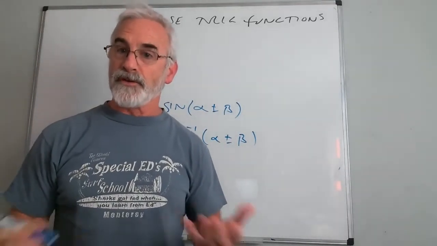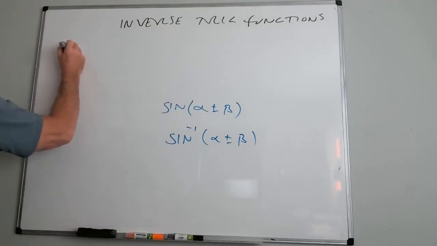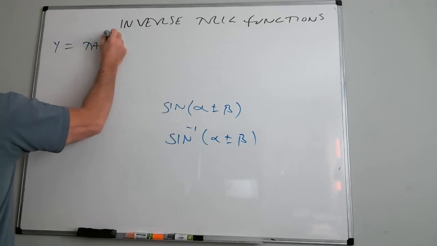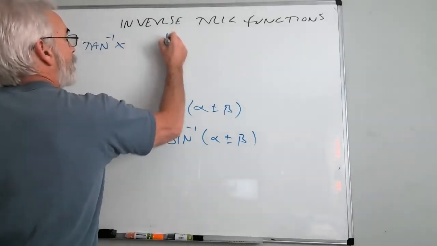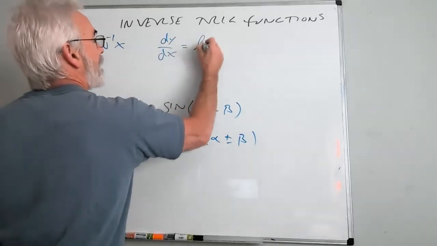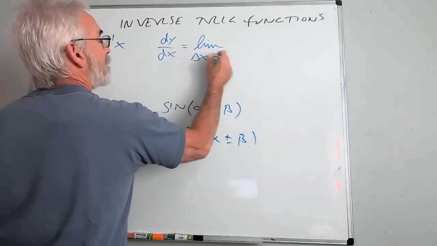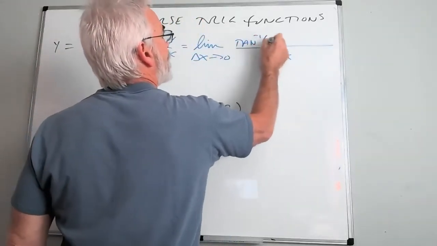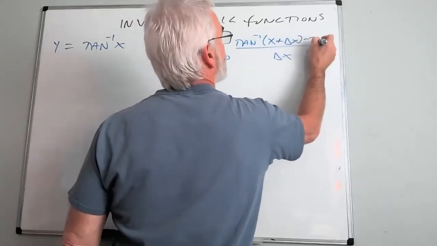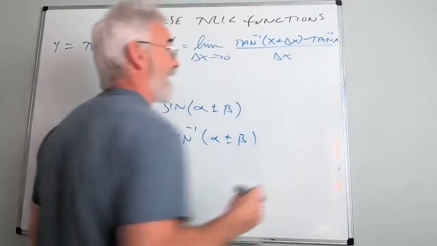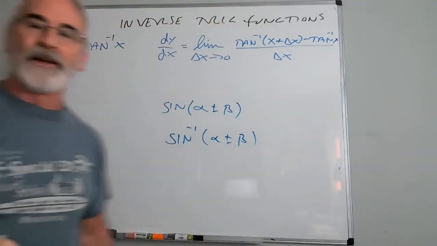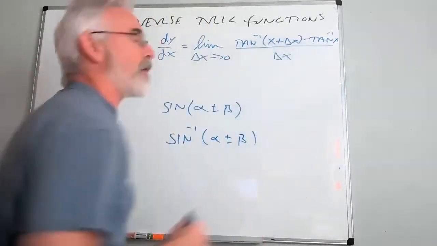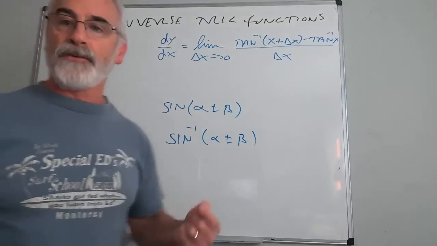So if I wanted to do it using the limit, given y equals the inverse tangent of x, then I know that dy/dx, I can correctly state, is the limit as delta x goes to 0 of the inverse tangent of x plus delta x minus the inverse tangent of x. That is an absolutely correct mathematical statement, but it's equally a useless mathematical statement because I can't do anything with that. There is no identity for that. So we're not going to use limits on these guys.